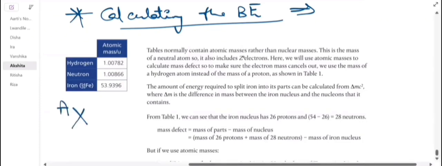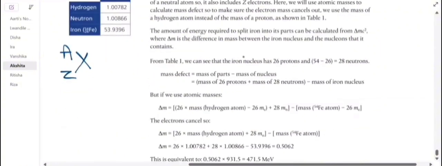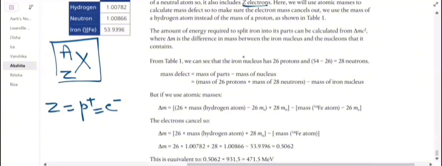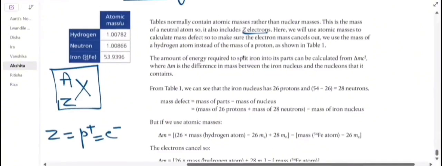A is the mass number. Z is the atomic number. So Z could be the number of protons, could be the number of electrons. For an element, we write it like this. So here the atomic mass is used to calculate the mass defect, to make sure that the electron masses cancel out each other.